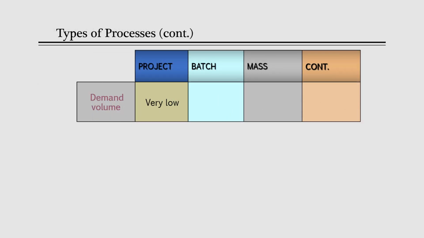We are undertaking unique projects at a certain time, such as constructing a bridge or constructing a ship, etc. So these types of projects, we have a really low demand. But when it comes to batches, the demand may be varied from low to medium. In the mass production, we have a high demand. At the same time, in the continuous production, we have a very high demand. So demand is gradually increasing, which means the volume is increasing from project to continuous production.